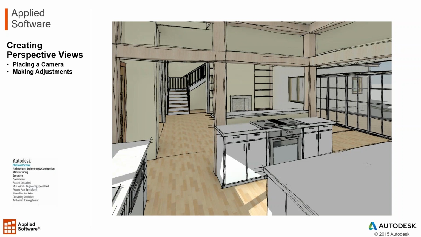The image on the screen here is not a rendering or anything. It's just a live camera view. I did turn on sketchy lines to make it look like that hand-drawn effect, and turned on colors and shadows. But this is just a live camera view looking from the kitchen into the living room. So we can place these cameras anywhere we want and put as many as we want in there. You can actually model in this 3D perspective view as well, so you can do whatever you want in these views.